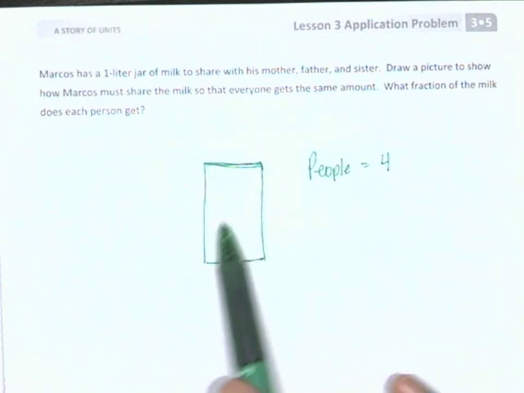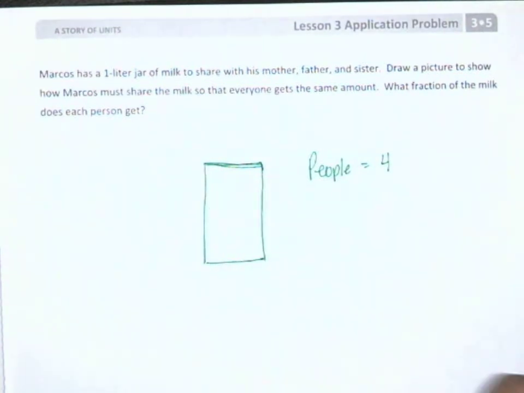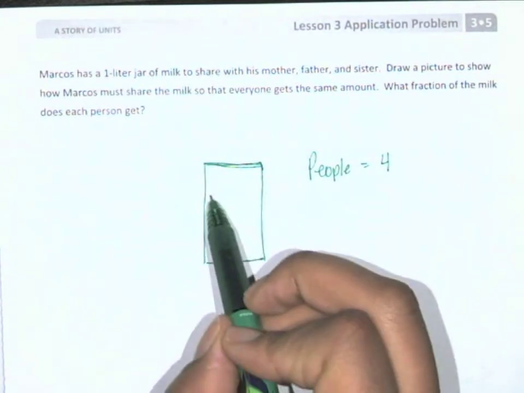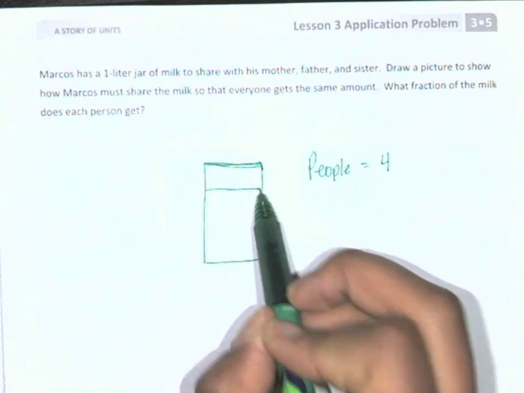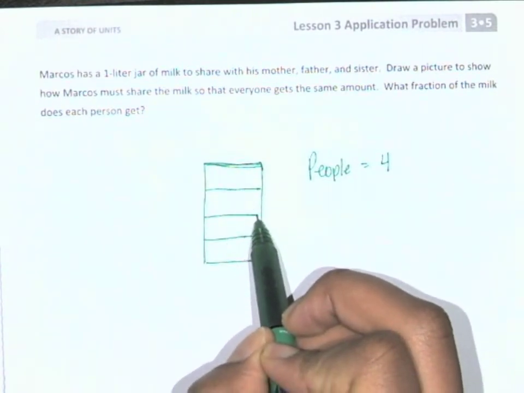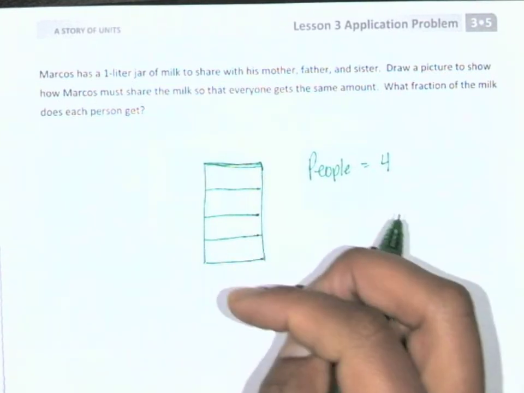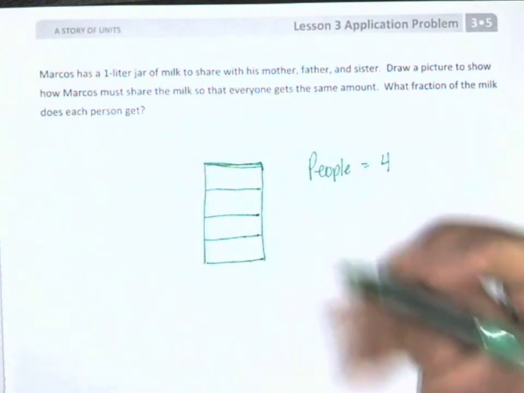Now the question asks us, what fraction of the milk does each person get? If we have to divide or partition this jar of milk for 4 people, what are those called? We want 4 equal parts. 1, 2, 3, 4. What is each section called? That's right, that's 1/4.